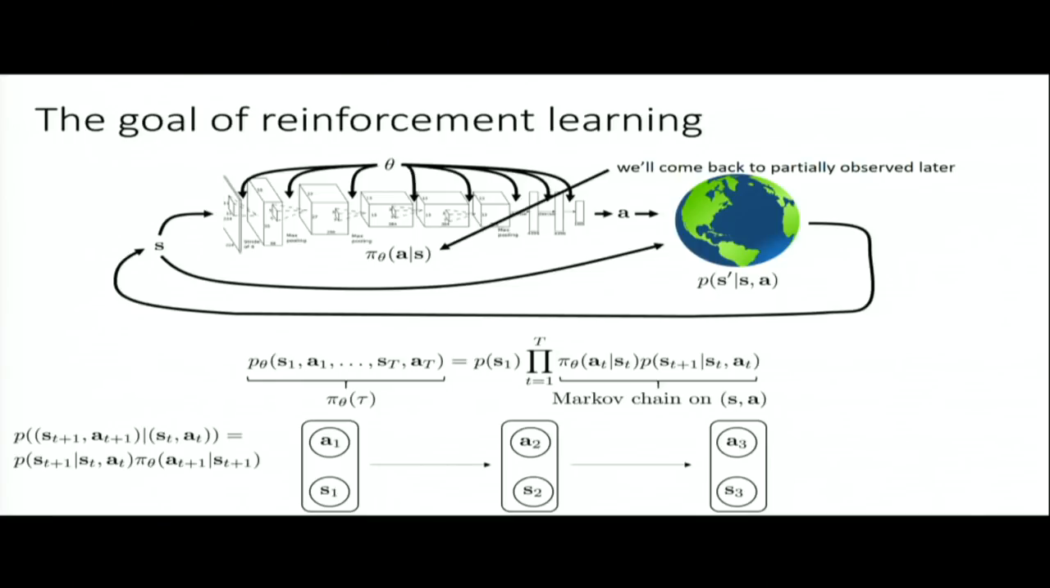Yes? Could you clarify what we're taking the product over? This is the product over time steps. So you multiply the probabilities of the actions and the transitions for all the time steps between the first and the last.